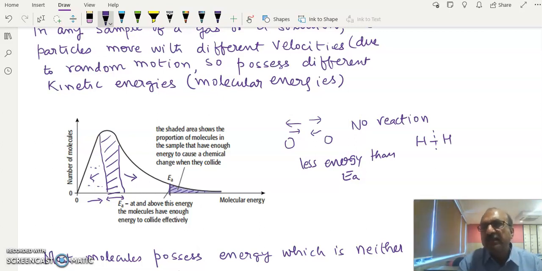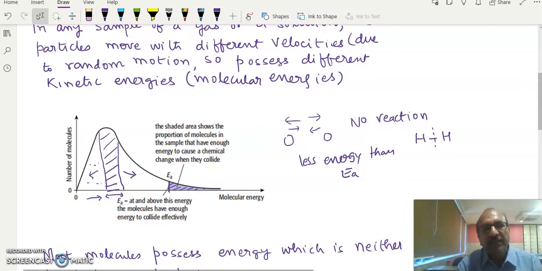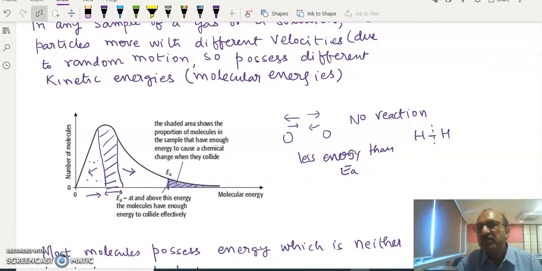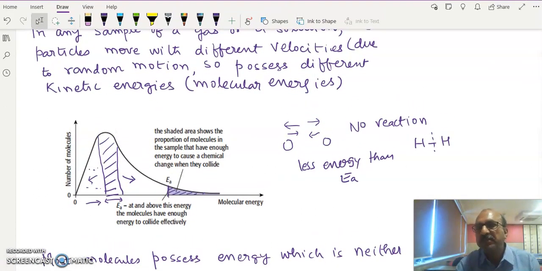Now let us see what happens when we increase the temperature. What happens when we increase the temperature? All right, so let's see that.